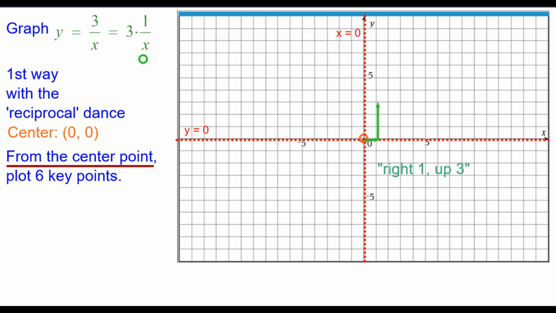From the center, let's plot 6 key points. So normally we'd go right 1, up 1, but we go right 1, up 3 because of the factor of 3. Right 2, up 3 halves, normally would be up a half, but it's times 3. And right a half, up 6. Left 1, down 3. Left 2, down 3 halves, and left 1 half, down 6. Remember that the reciprocal of negative 1/2 is negative 2.